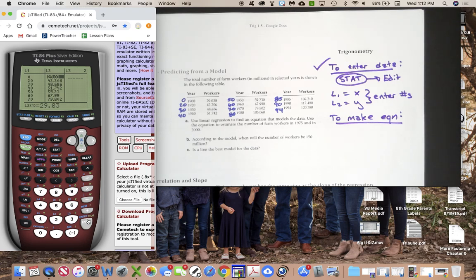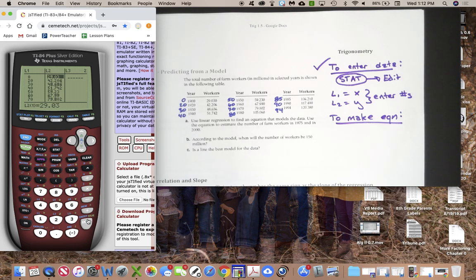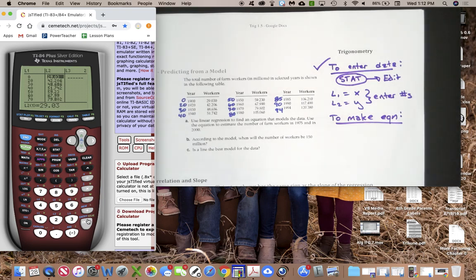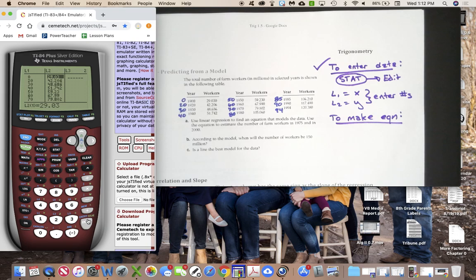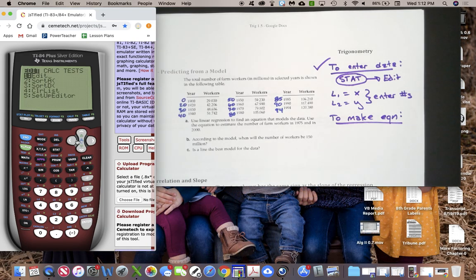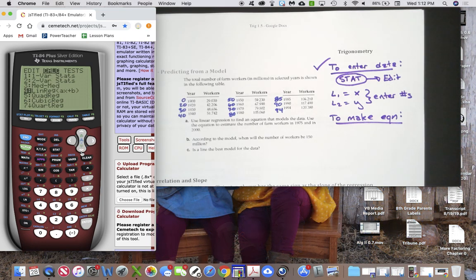To enter the equation, or to make the equation, all of your stuff is in there. You do not have to go back to the main screen. You can go just straight to the next one, right? If it helps you, go back to the main screen. That's fine. Otherwise, I can just hit Stat, and I go over to Calc, and I go down to linear regression. Okay, I'll put that on this paper here.